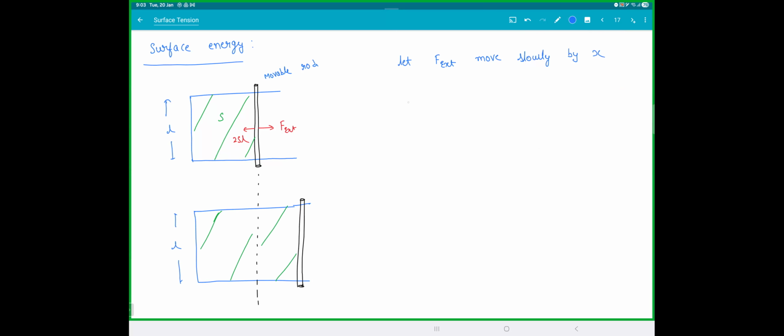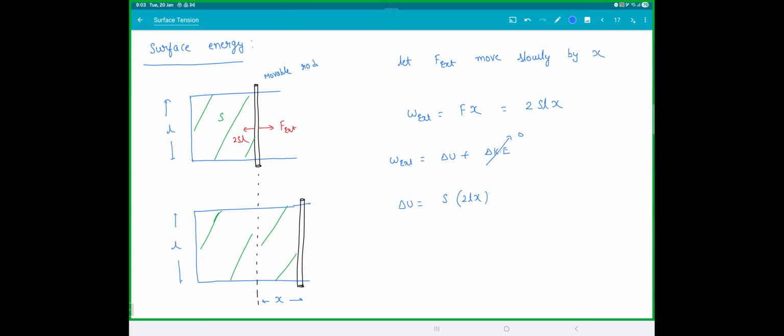So what is the work done with external force? Work done by this external force F will be F into x. This is the distance x which you moved, which is 2 S L into x. Now, if you write this, work done by external force is change in potential energy plus change in kinetic energy. Kinetic energy is 0 because you're moving slowly. So we get change in potential energy will be S into 2L x.